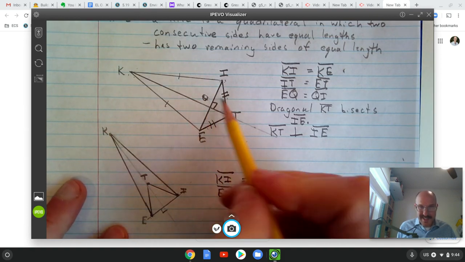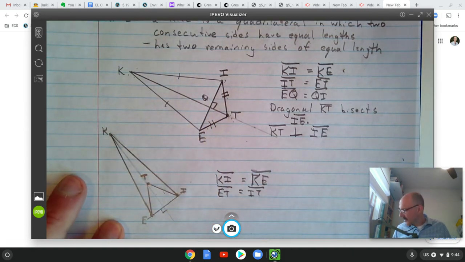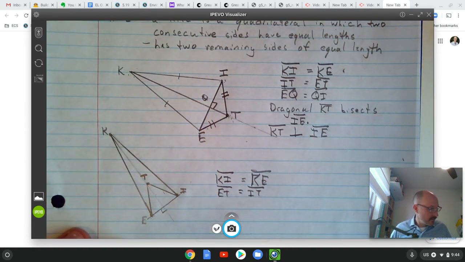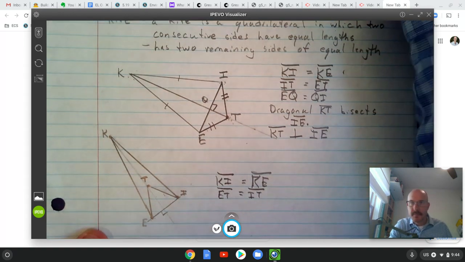This is kind of the more standard version, and that is also a kite. Maybe it looks a little bit more like a hang glider. Okay, very good.